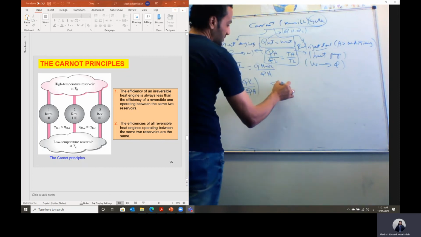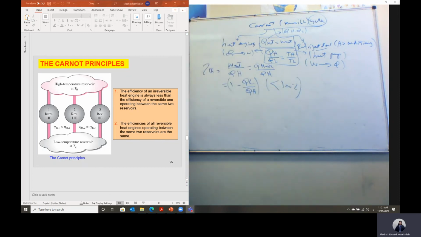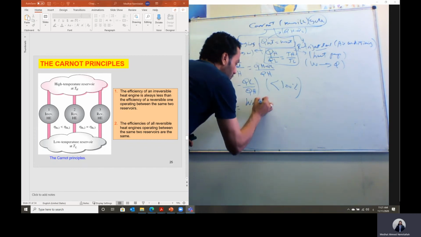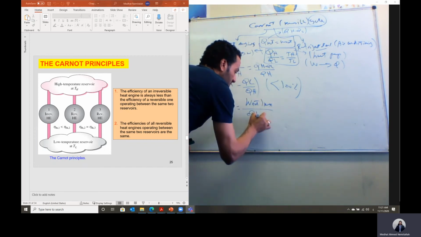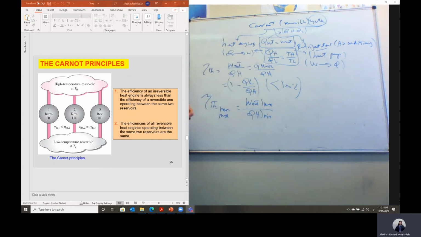And we said this thermal efficiency for any actual heat engine or reversible heat engine, even for the Carnot cycle, should be less than 100%. This is based on the second law of thermodynamics. But this is the actual efficiency. What about the Carnot one? We call it either thermal reversible, or the maximum efficiency. As the efficiency is maximum, we don't have losses within the system. That equals work net maximum divided by Q high minimum. So if you are asked to calculate the thermal efficiency for minimum heat input to the system, that means the thermal efficiency is maximum in this case.